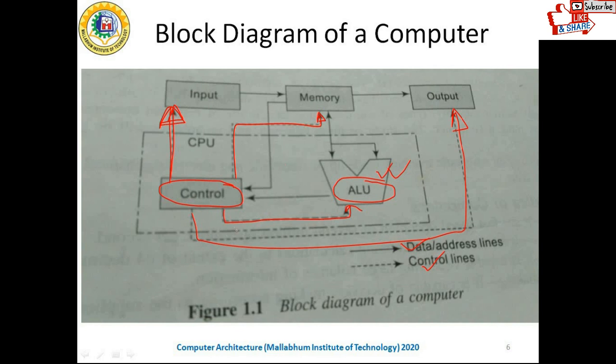So the control unit actually supervises the data flow between each and every block of the computer. That's why it is connected to the input, memory, ALU, output, all of these. And the ALU is also connected to the control unit, otherwise it cannot get the data. Whatever this unit performs, the control unit is actually providing the signal for what has to be done. So that is the main block diagram of the computer.